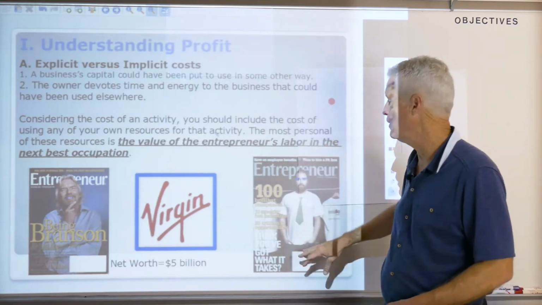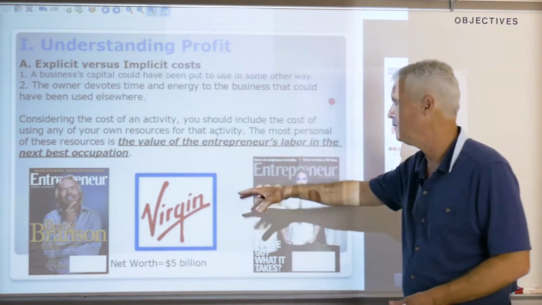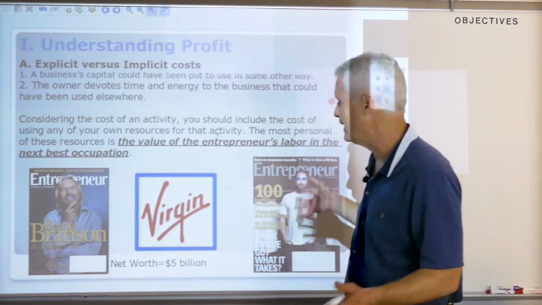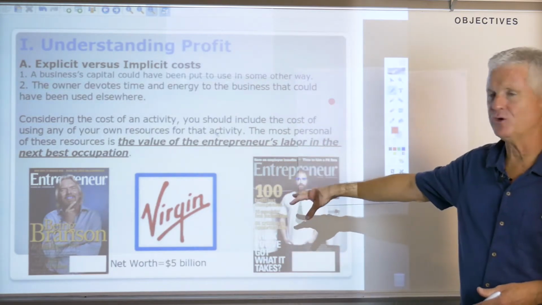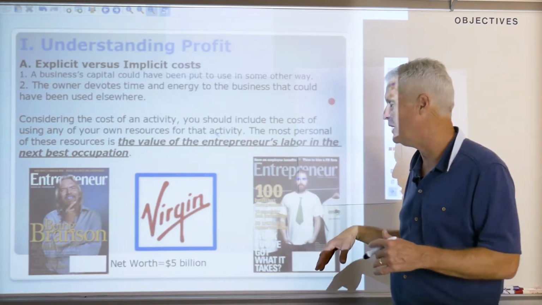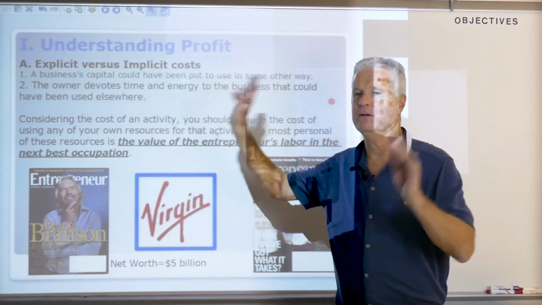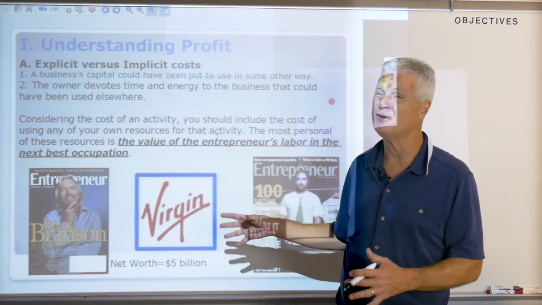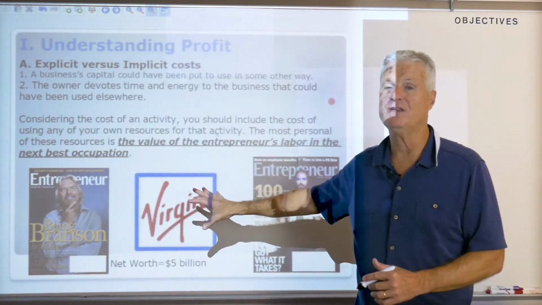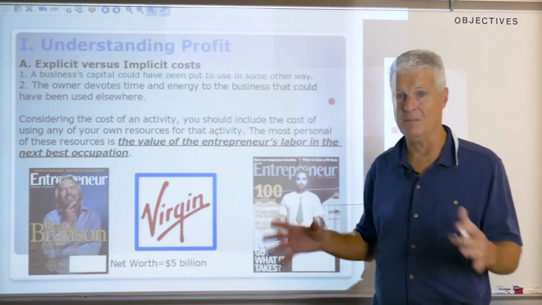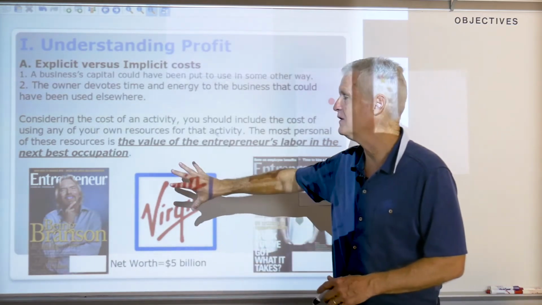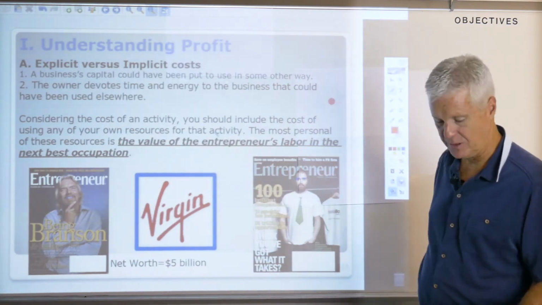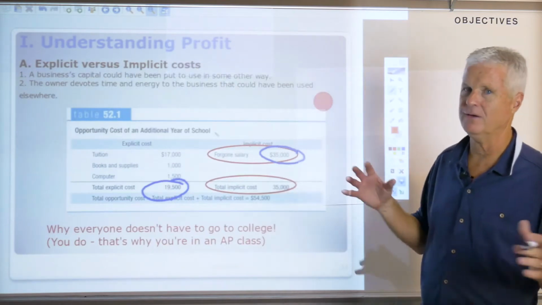Implicit cost and entrepreneurs. Branson is the founder of Virgin Airlines and a space program and all kinds of crazy stuff. He's worth a lot. Do you think he mows his own lawn? The answer is probably no. Why? Because he has all these things he needs to be doing because he's so valuable. Well, that's his implicit cost. Same thing with lots of rich people.